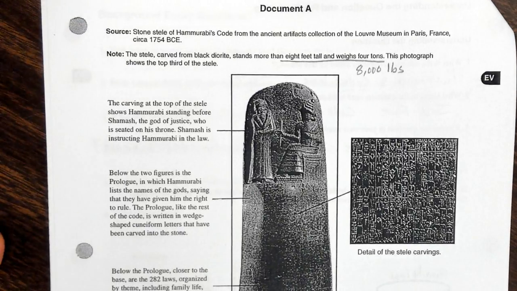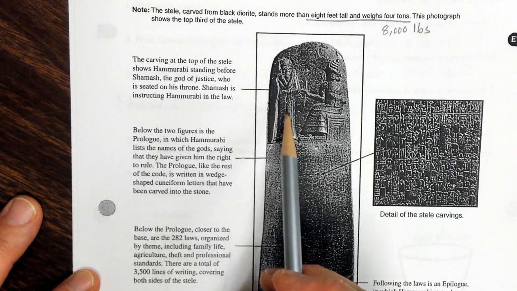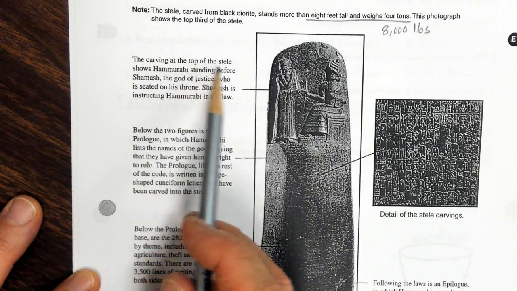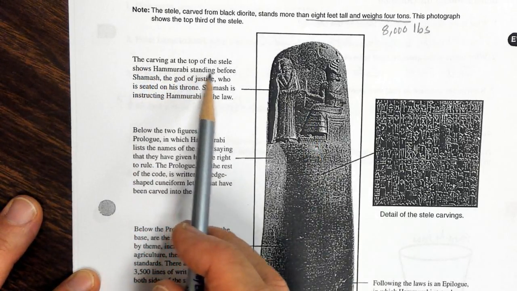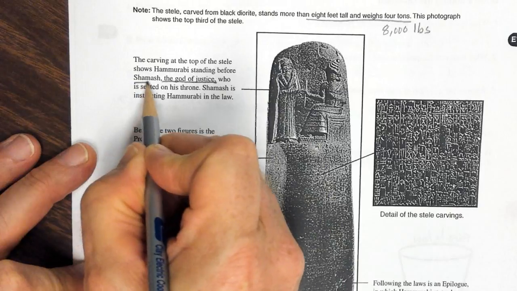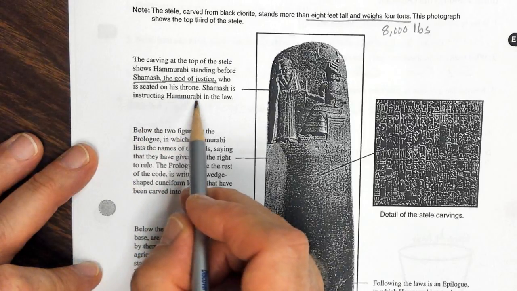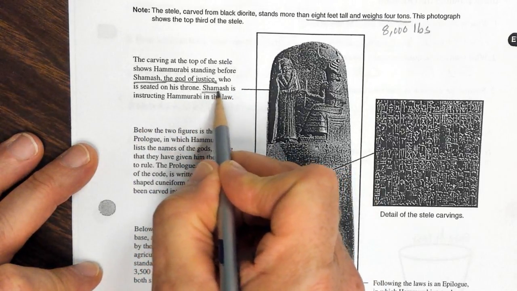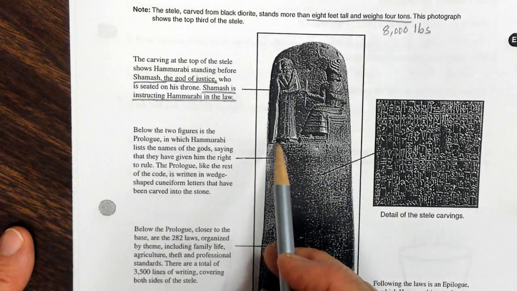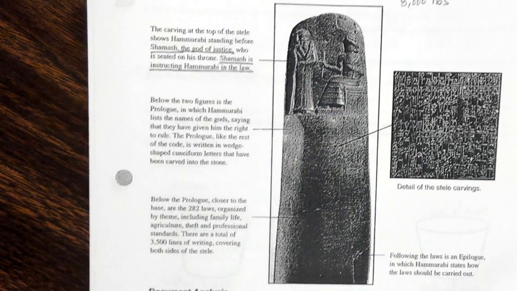That's a lot. Now let's take a look at what the stele shows us. This picture here is Hammurabi standing in front of somebody sitting down. Well, it says here that the carving at the top of the stele shows Hammurabi standing before Shamash, the god of justice. Underline that. Shamash, the god of justice, who is seated on his throne. Shamash is instructing Hammurabi in the law. So the picture wants people to believe that Hammurabi got his law by talking to the god of justice.